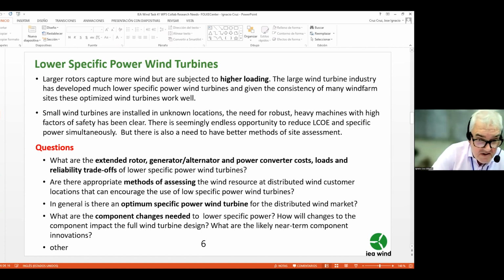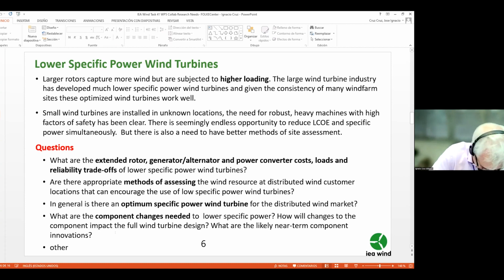We have also some questions like, what are the standard rotor, generator, and power converter cost, loads, and reliability trade-offs to lower specific power wind turbines? Are there appropriate methods of assessing the wind resource at distributed wind customer locations that can encourage the use of low specific power wind turbines? This is an interesting question. In general, is there an optimum specific power wind turbine for the distributed wind market? What are the component changes needed to lower specific power? How will changes to the component impact the full wind turbine design? What are the likely near-term component innovations?